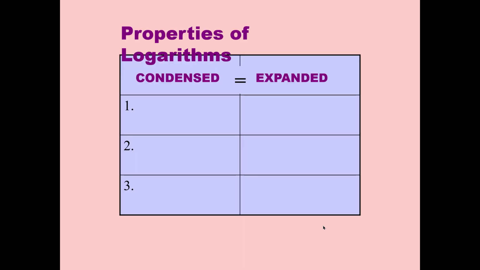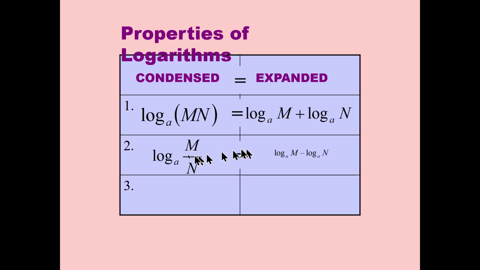Properties of logarithms, condensed and expanded. Here we have the log base a of the product m times n can be expanded out to log base a of m plus the log base a of n. And for the quotient, log base a of m over n, you see it's log base a of m minus log base a of n.